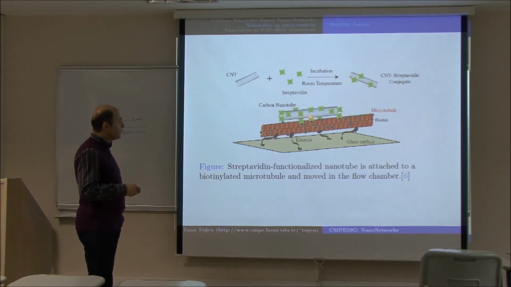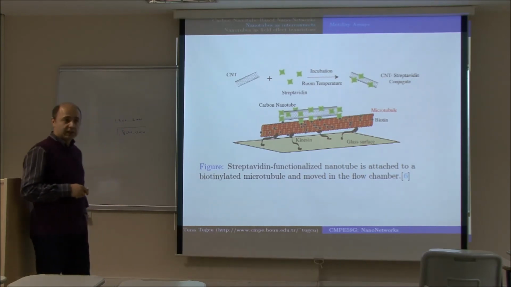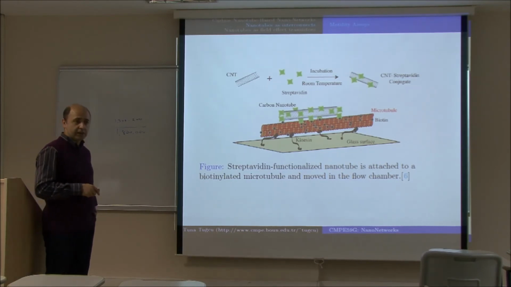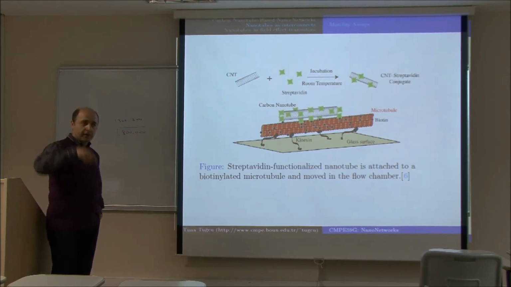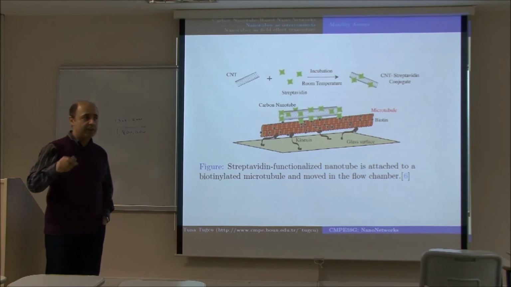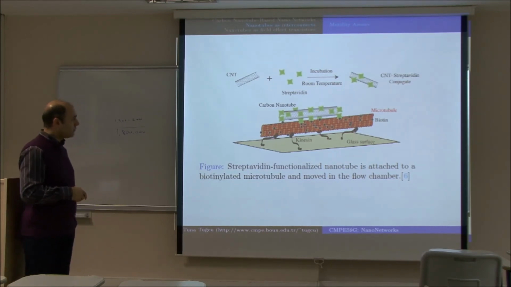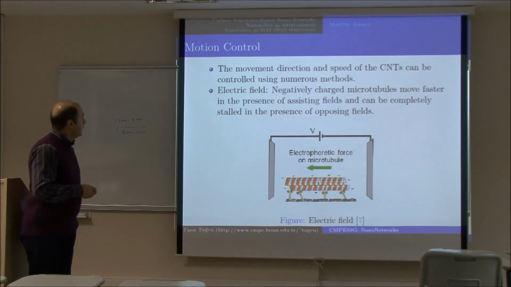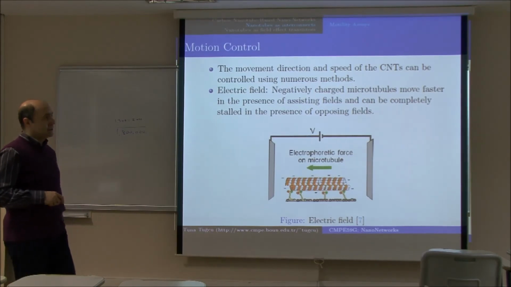Since the streptavidin forms very strong bonds with the biotin, the nanotube will be attached to the microtubule, which is carried around on top of the molecular motors. The movement direction and the speed of the carbon nanotubes can be controlled in several ways.